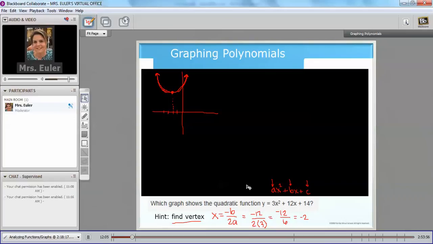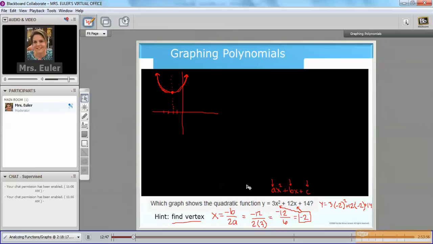If there are multiple graphs on that negative 2 line, then we have to go a little bit further. We have to figure out how high or how low that vertex is going to be on that line. And we can do that. We're going to take the negative 2 that we just found, and plug it back into the x in each of those parts of the function. So we would do y equals 3 times negative 2 squared plus 12 times negative 2 plus 14.